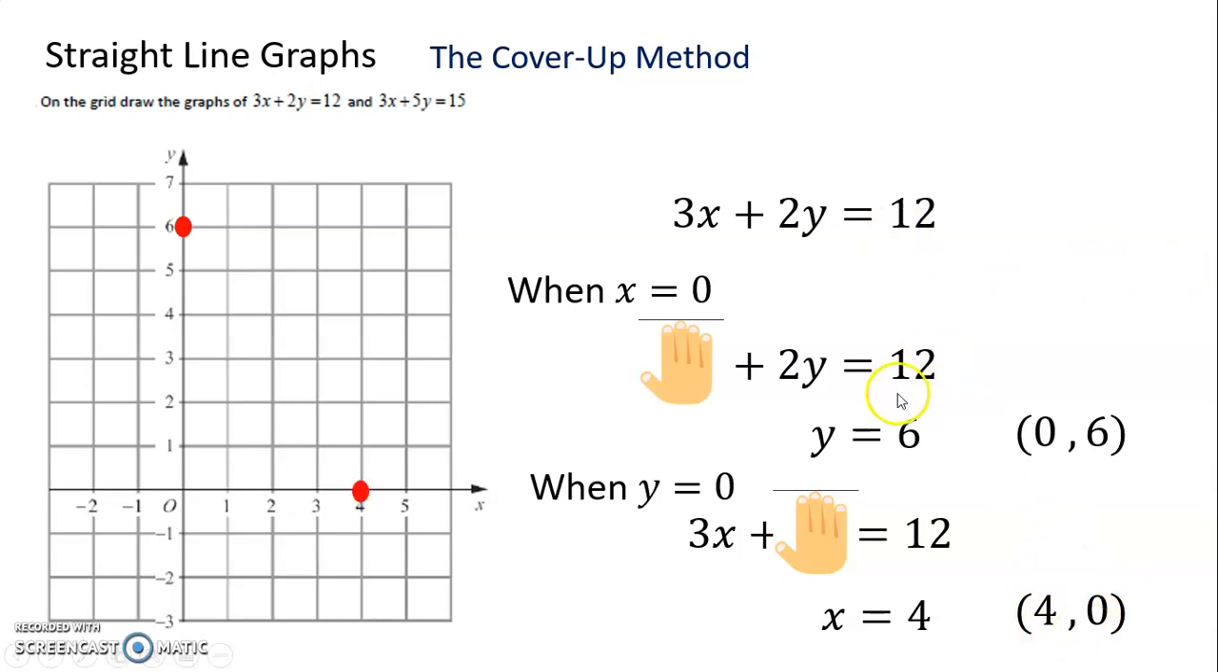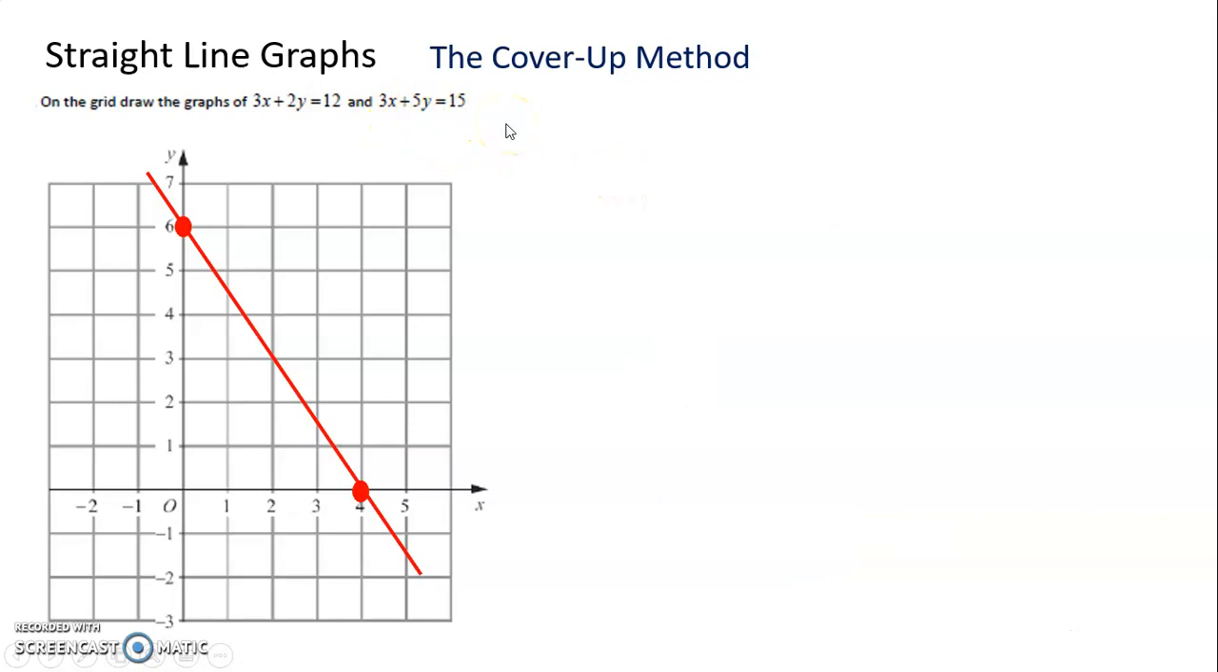Now what's really useful here is because I've got 2 coordinates, that is enough. I can join these up with a straight line, and that is what my graph is going to look like. So this is a technique you're only going to want to use when your x's and y's are on the left-hand side of your equation. So let's have a look at this second one here. So I've plotted 3x plus 2y equals 12, and I'm now going to move on to 3x plus 5y equals 15. So there's our equation.